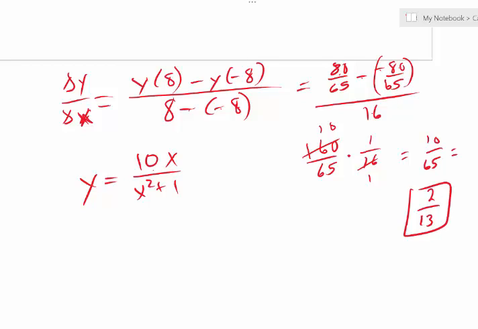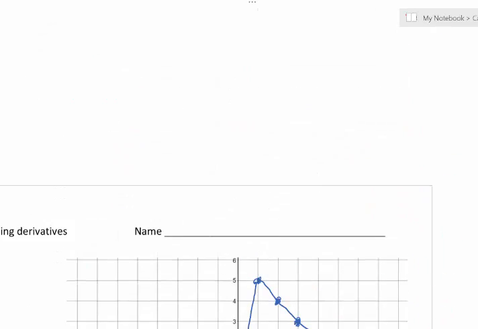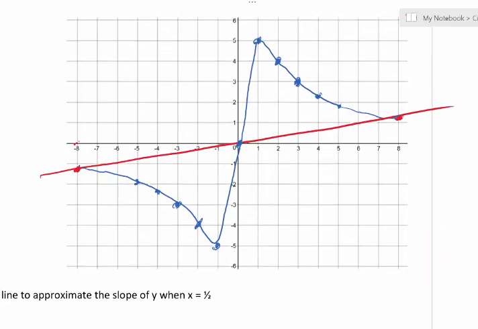So 2/13 is the average rate of change. 2/13 then would also be the slope of this secant line that we've drawn in, which seems pretty reasonable given what we're looking at.